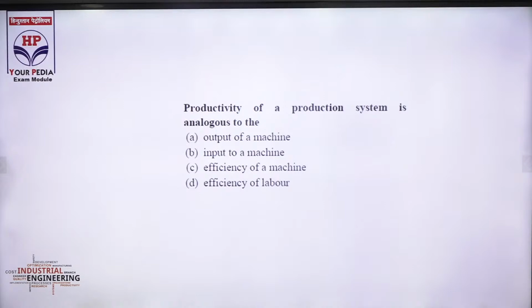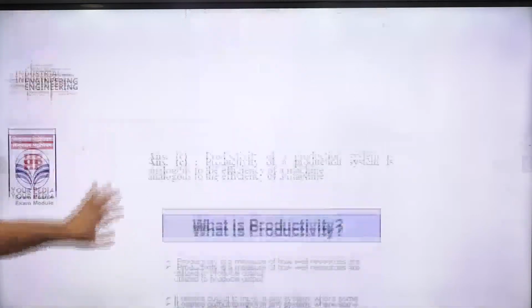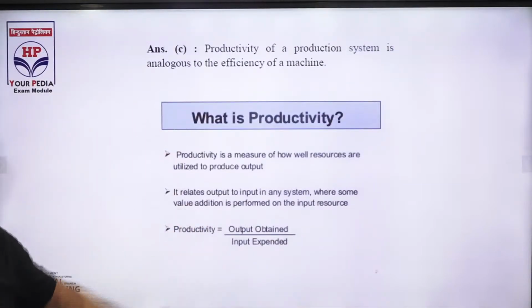Productivity of a production system means what? How do you understand the productivity of a production system? It is analogous to what? I told you earlier also, productivity is nothing but output over input, and output over input is the efficiency. Productivity of a production system is analogous to the efficiency of a machine.